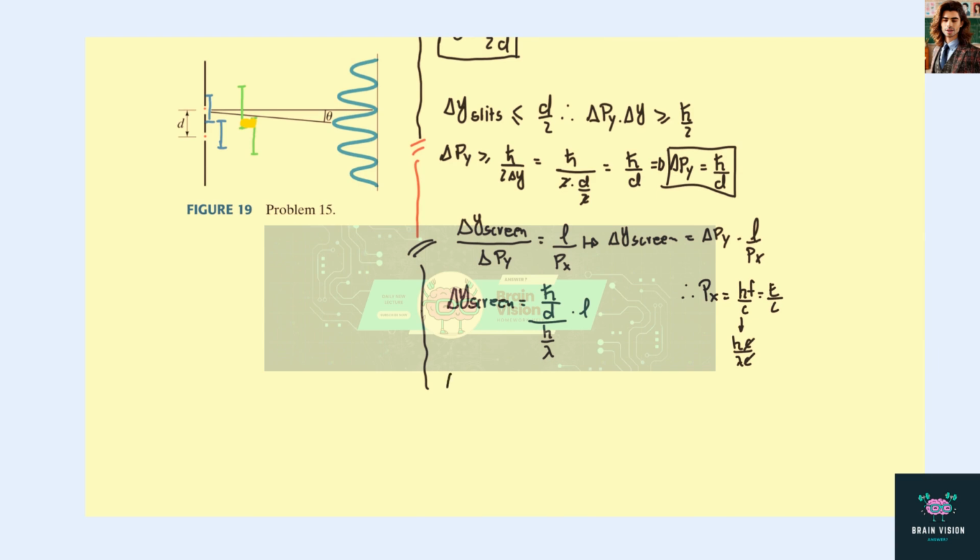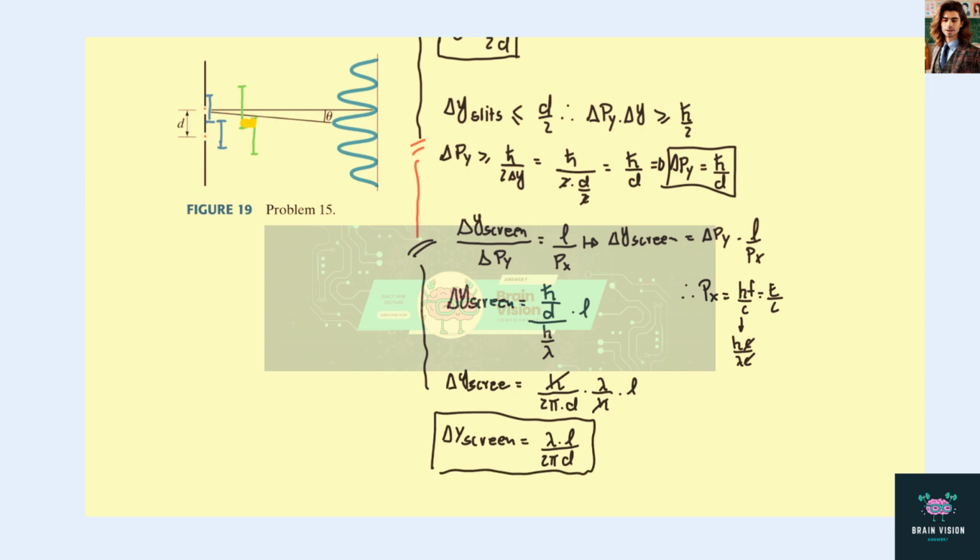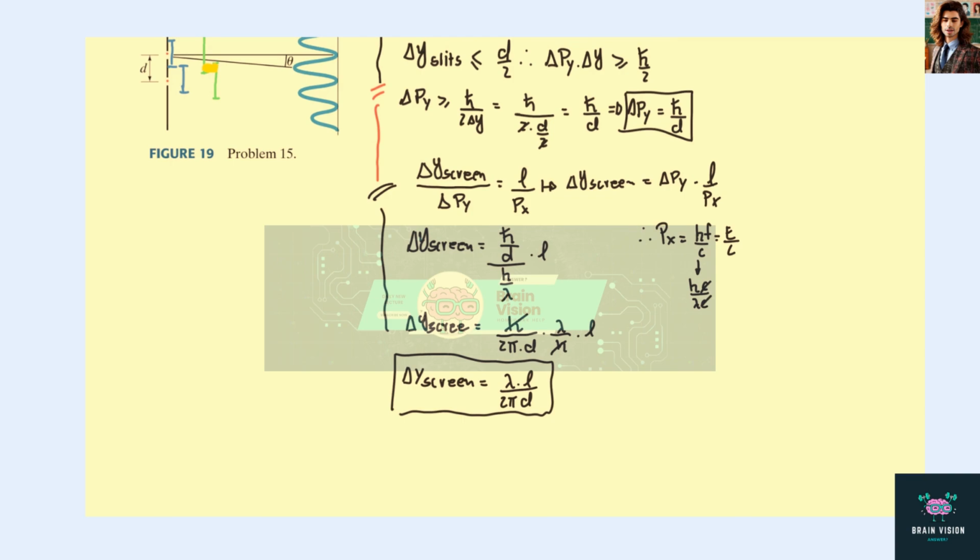Then we get that delta y screen is equal to h bar, which is h divided by 2 pi, times d times lambda divided by h times L. The h simplifies, and we get delta y screen is equal to lambda times L divided by 2 pi times d. And this is our result for the spread of the electrons on the screen. But note the following.